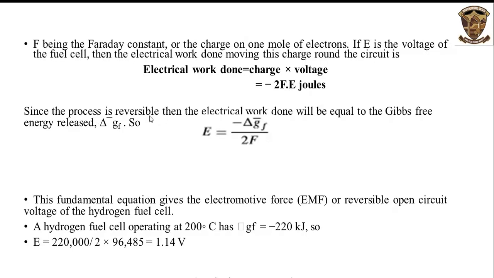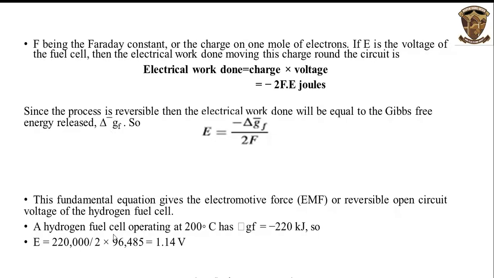Since the process is reversible, the electrical work done will be equal to the Gibbs free energy released, delta Gf. So this electrical work, denoted by delta Gf, will be equal to minus 2FE joules, and from here E is equal to minus delta Gf over 2F. This fundamental equation gives the electromotive force, EMF, or the reversible open circuit voltage of the hydrogen fuel cell.